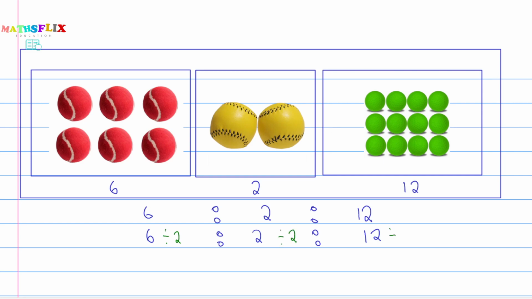2 gets into 6 how many times? Well, 2 gets into 6 3 times. 2 gets into itself once, as well as 2 gets into 12 6 times. I had a tongue twisting moment there. Now, again, what is our scale factor? Meaning, what did we use to divide? Well, we used 2 to divide everything.